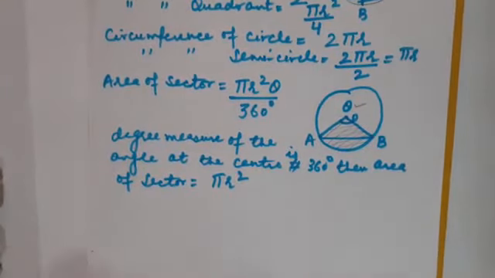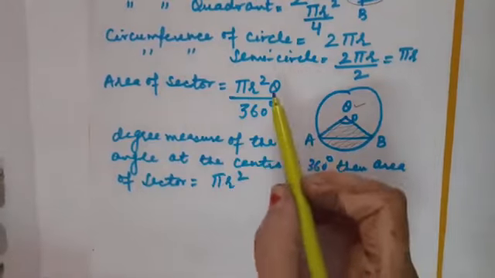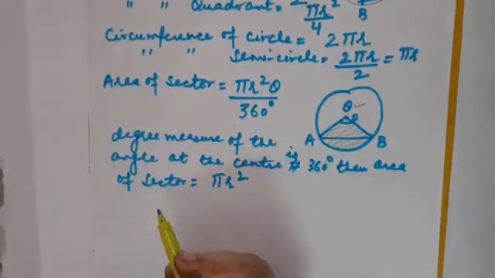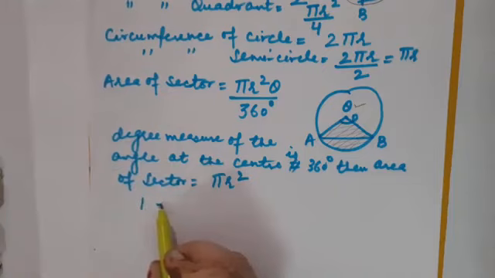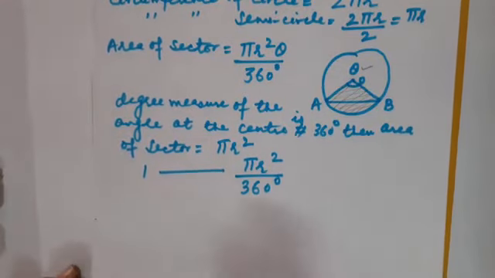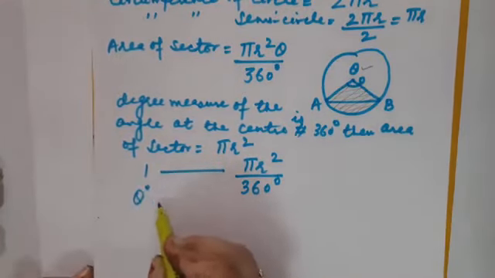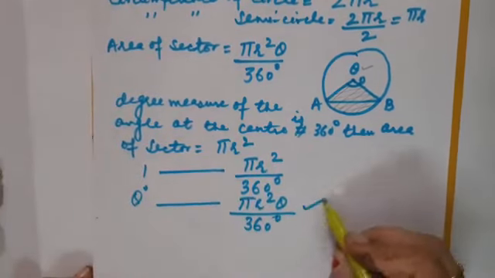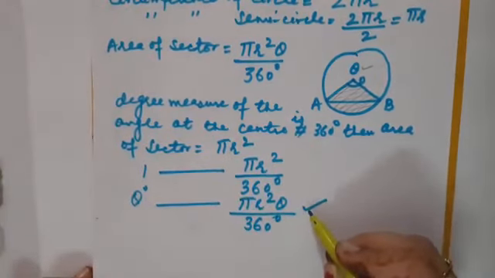So in that case, the area of the sector will be pi r square, which is actually the area of the circle, correct? Why, children, am I taking this? So that I can let you know how this formula was derived. So now I apply the unitary method: when the degree measure of the angle at the center is considered as 1, the area of the sector will be pi r square upon 360 degree, correct? Or when the angle is considered as theta degree, it becomes pi r square theta upon 360 degree. So this is the formula to calculate the area of the sector.